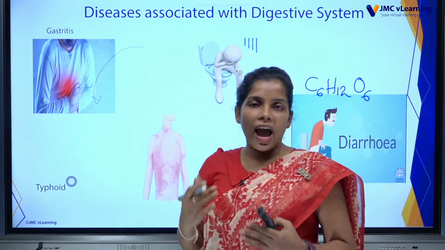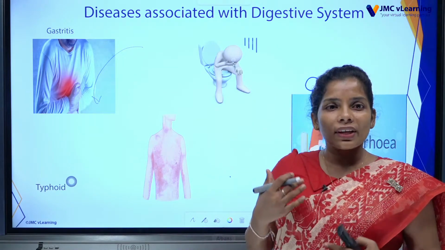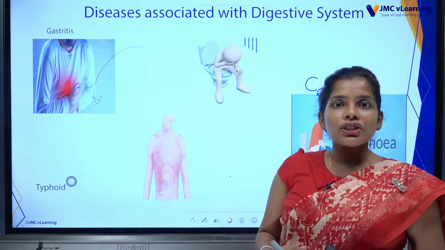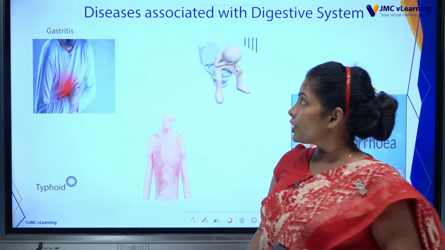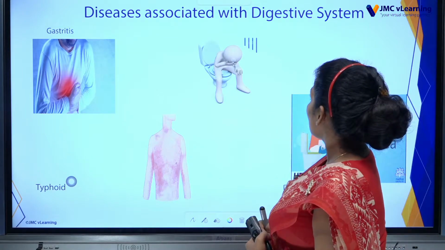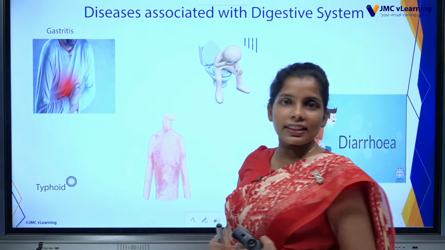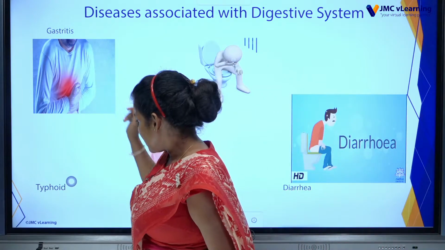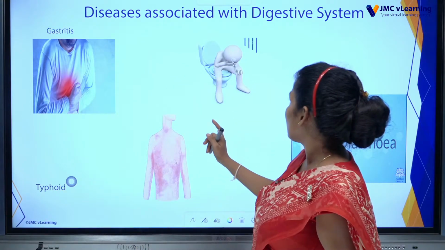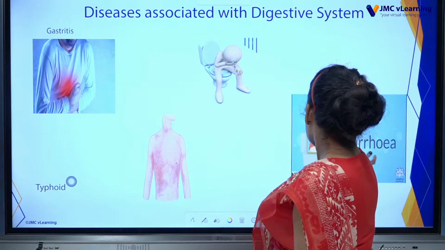Now you already know about the functions and the parts of the digestive system. Now we are moving to the diseases associated with the digestive system. That means we are going to discuss what the diseases are. First one, gastritis. Second one, typhoid fever, and this one is constipation, and here is diarrhea.